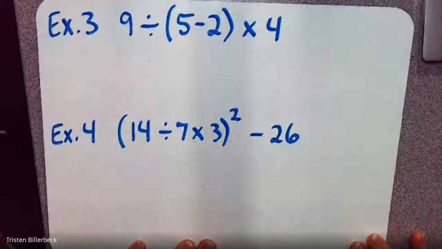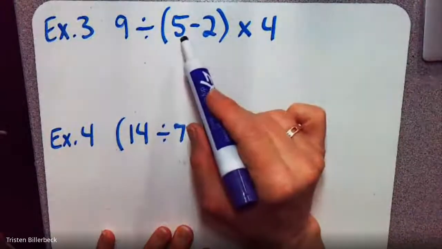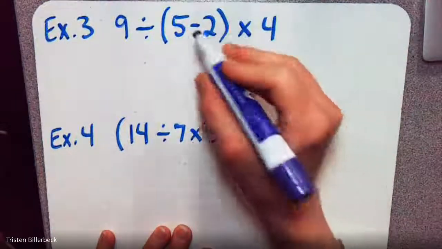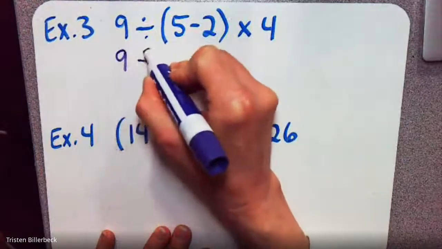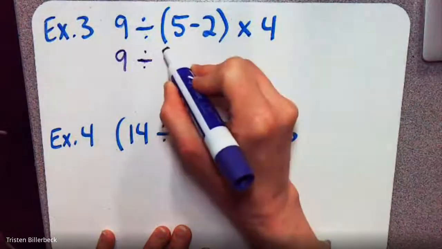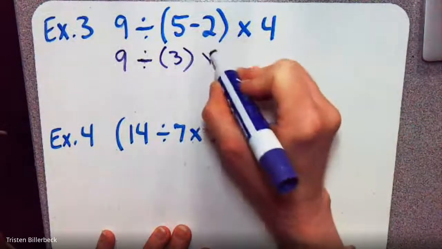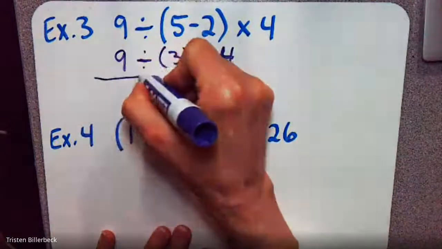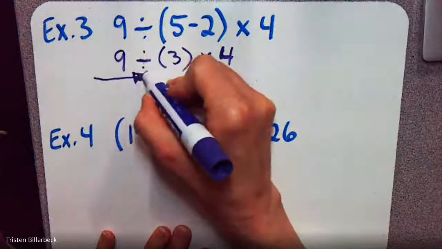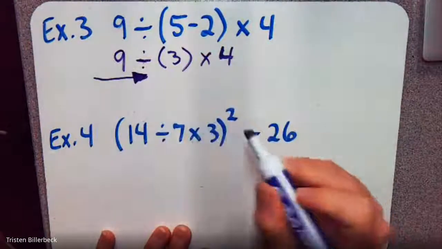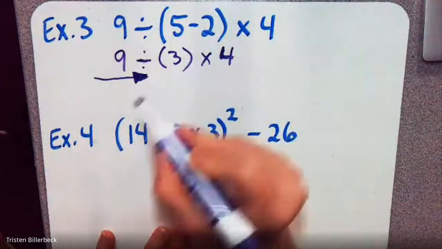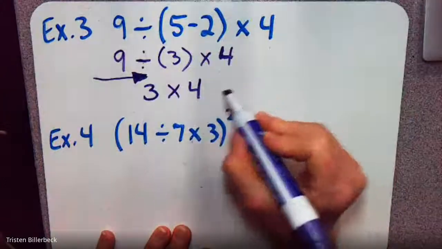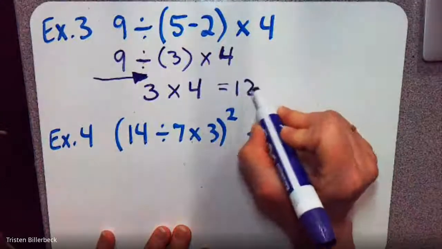Here I have 9 divided by the quantity 5 minus 2 times 4. So I do my parentheses first. I have 9 divided by, and 5 minus 2 is 3, times 4. Now I use the rule of left to right. So I'm reading from left to right in this direction. And so I do 9 divided by 3, which is 3, times 4, and then my final answer is 12.